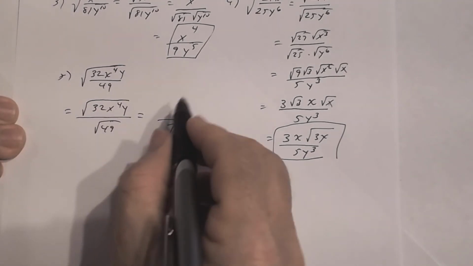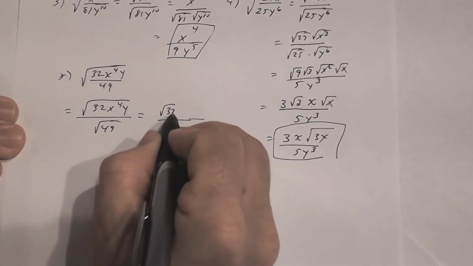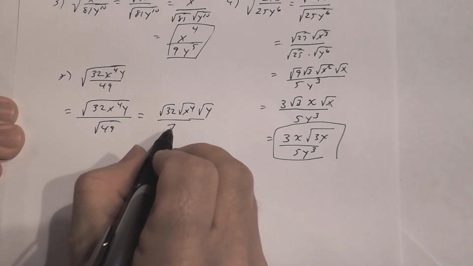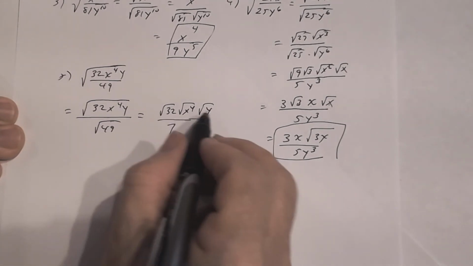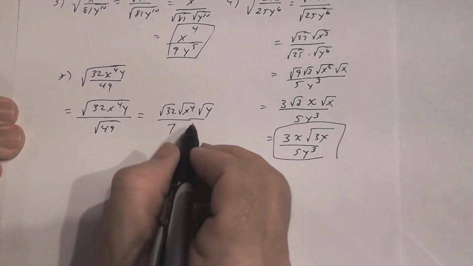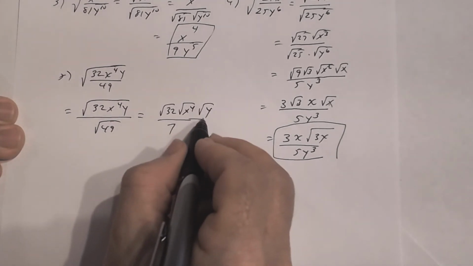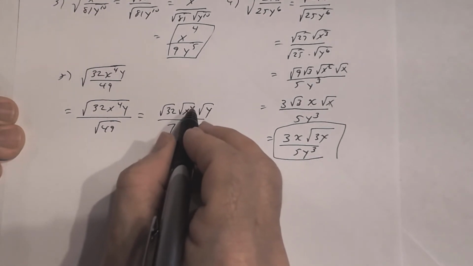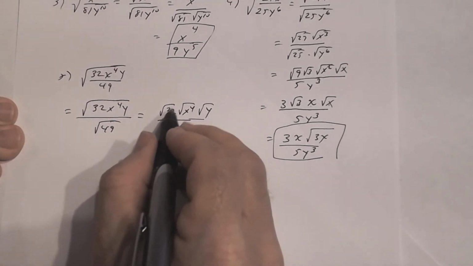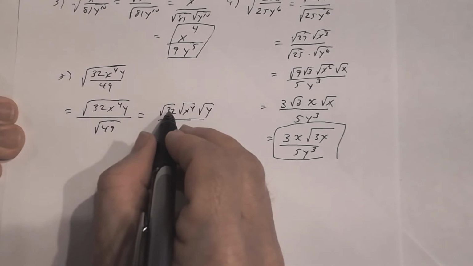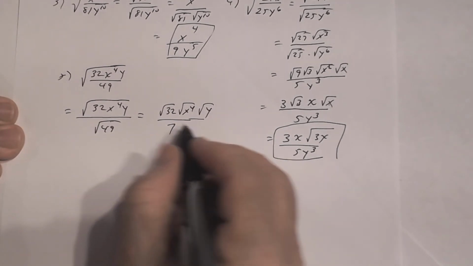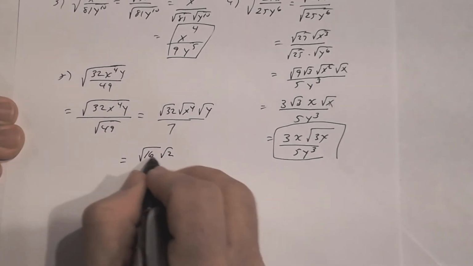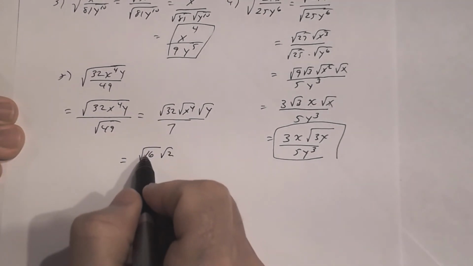And I'm going to use the product rule here. So that's going to be the square root of 32 times the square root of x to the 4th times the square root of y. Now, we've got to simplify this as much as we can. I want you to notice that I cannot simplify the square root of y because the exponent is 1 and 1 is less than 2. But I can simplify this one because that's even. And I can simplify this because the largest perfect square that goes into 32 is 16. So I'm going to get the square root of 16 times the square root of 2. So that's the square root of 32.